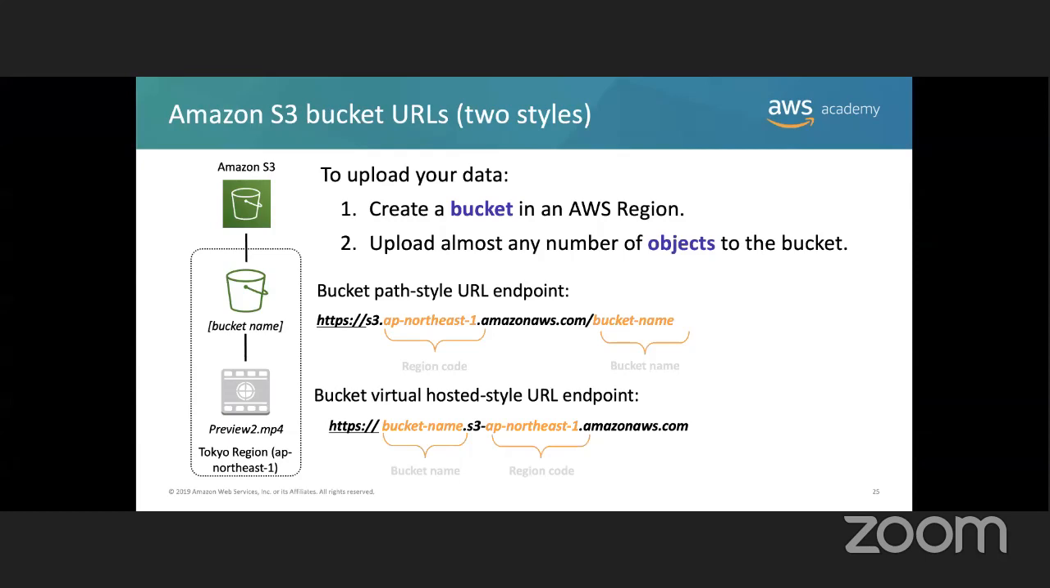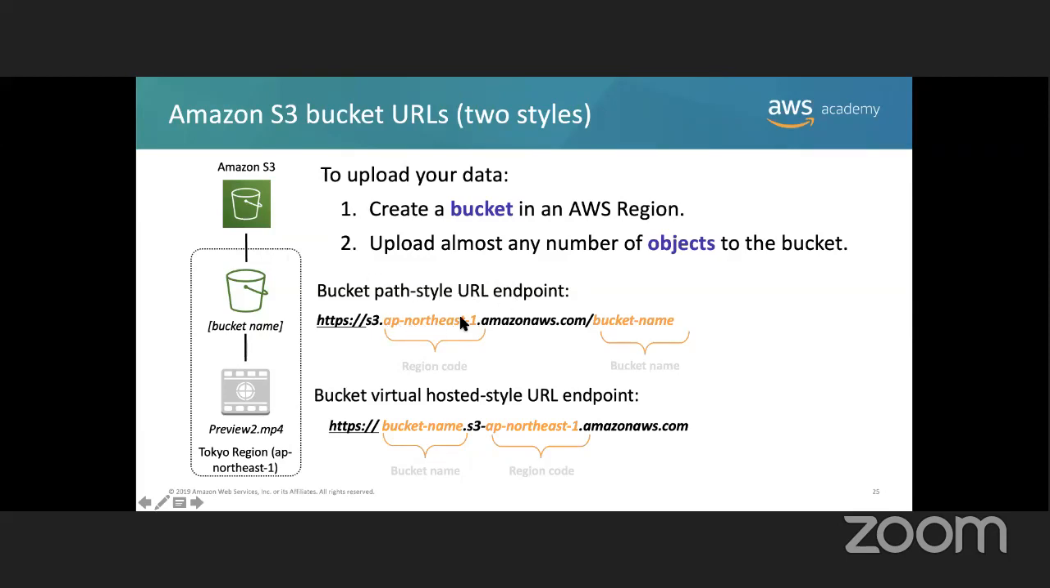So, Amazon S3 bucket URL styles. Remember, in the exam they can give you several URLs to confuse you. You have to know the way that the URL is presented in S3. So to upload your data, create a bucket in S3 in a region, right? Upload almost any number of objects to a bucket. Okay. Bucket path-style endpoint.